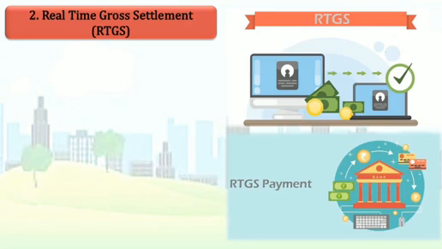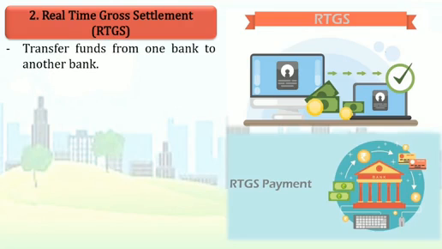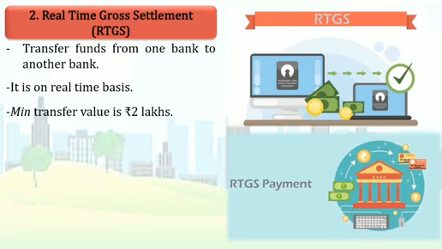Second, the real-time gross settlement, RTGS. It is a system through which electronic instructions can be given to transfer funds from one bank to another. The funds transfer between banks takes place on a real-time basis. RTGS is settled on a gross basis, which means each transaction is settled independently, and the minimum amount to be transferred is 2 lakhs.